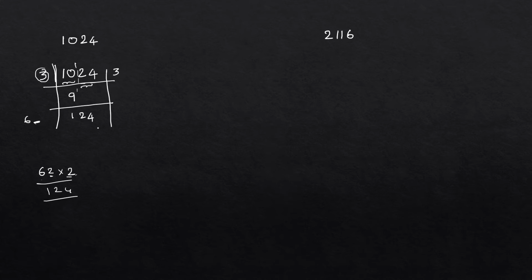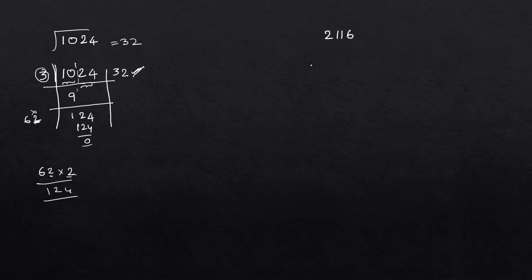That's it. I am getting the answer. So I am getting 124. That means here I have to put 2, and here itself I have to put 2. But the answer is this thing, not this thing. The answer is this thing. So the square root of 1024 is 32.